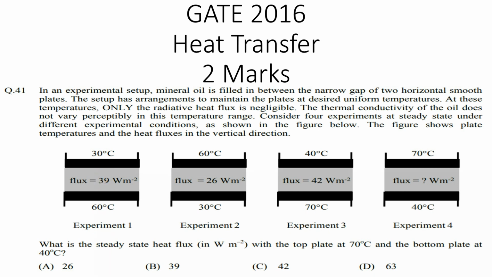So here it is given as 39 watt per meter square. So just note it down. Now we will check here, flux is equal to 26 only. Here it is 39. You can see the temperature difference is the same, 30 and 30 here, right? They are working in the same range, but flux is given as 26 watt per meter square. That means here only conduction is working, not convection. So we are getting 26 watt per meter square.